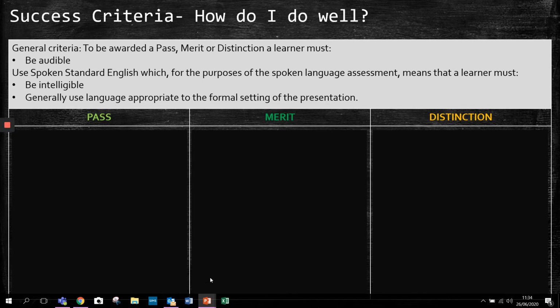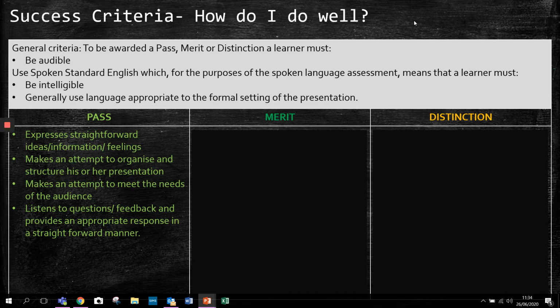Now, in order to get the 3 grades, you also need to do these things. You need to express straightforward ideas, information, or feelings, okay, to get a pass. That's basically, tell me what you're interested in. You need to have made an attempt to organise and structure your presentation. So that is thinking about what happens at the beginning, what happens at the middle, what happens at the end. You need to make an attempt to meet the needs of your audience. So at this point, I'm thinking about looking up at your audience. I'm thinking about talking about something that if they don't know anything about it, helping them to understand. And if they do know something about it, helping them to feel that you are talking to them.